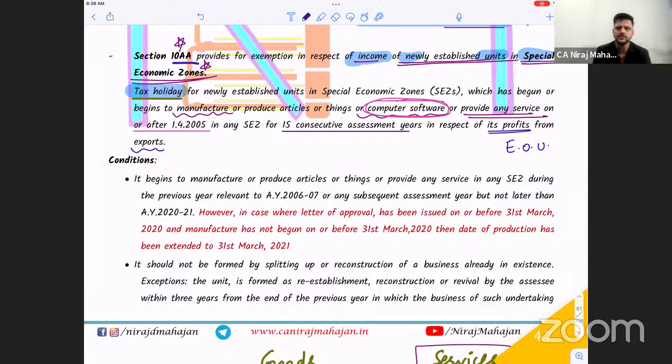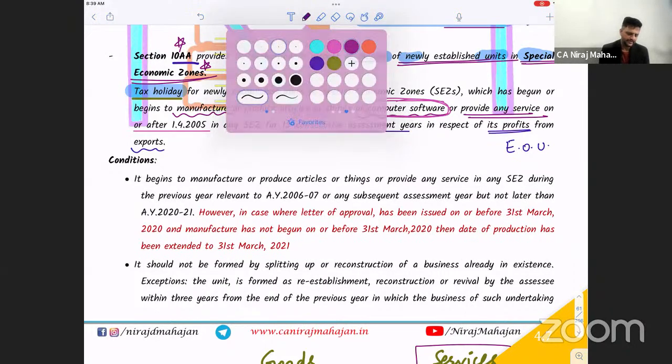Use common sense. Exports are encouraged or discouraged? Absolutely, obviously, they are encouraged. That's why they have given more facilities and more benefits. Clear? So it has to be an SEZ unit, and from that SEZ unit, whatever you export outside India, profit earned on that export will be completely exempt. Nice thing. Very good. Isn't it? Right? But for how many years?